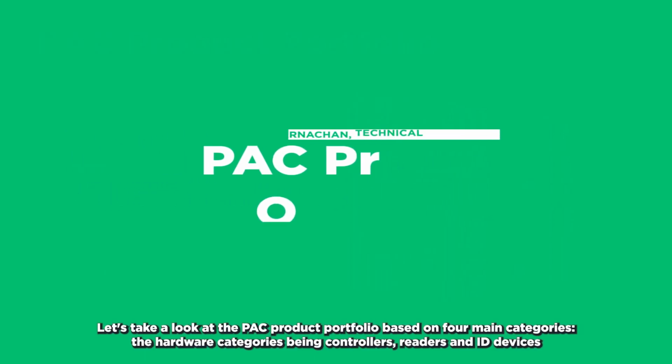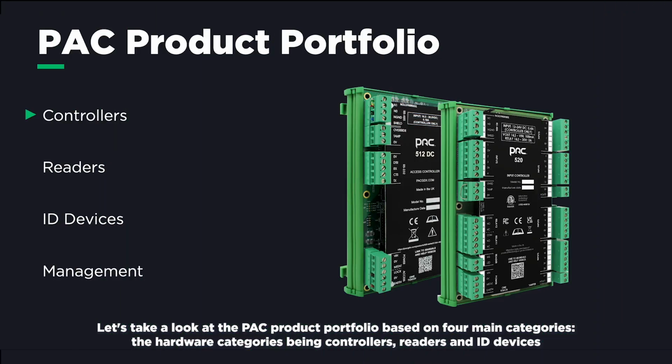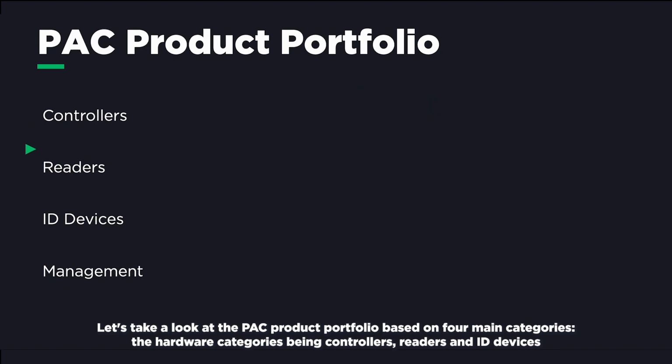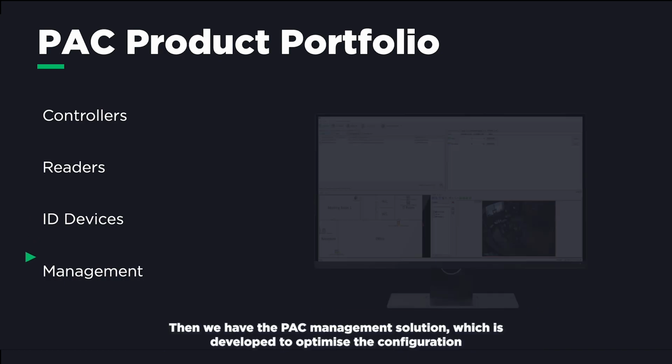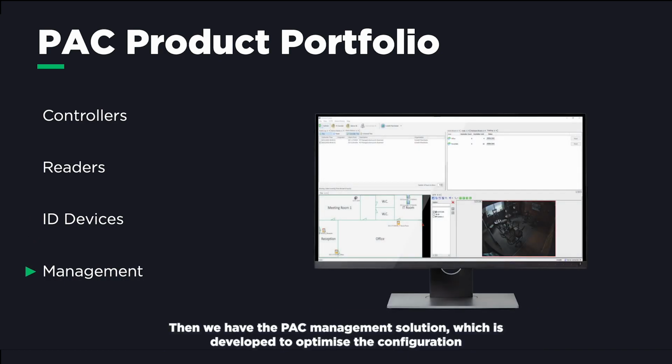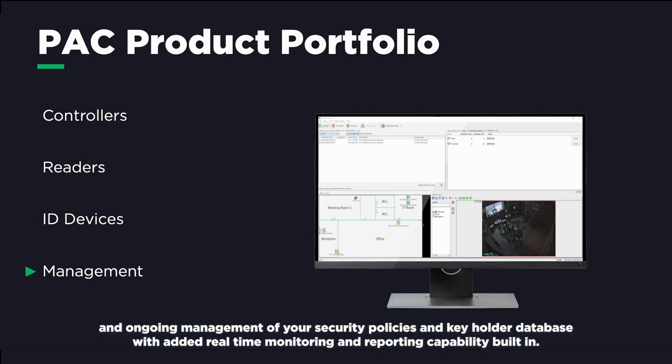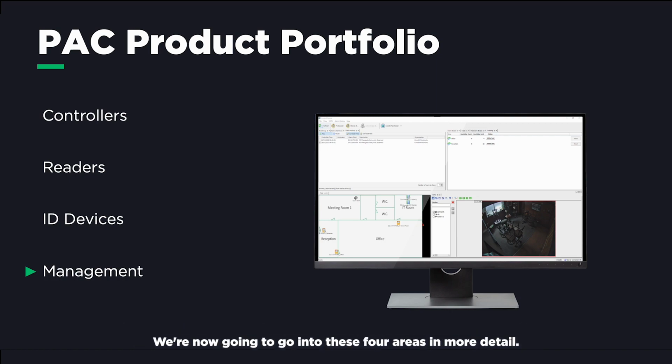Let's take a look at the PAC product portfolio based on four main categories. The hardware categories being controllers, readers and ID devices designed to meet user, specification and legislative requirements. Then we have the PAC management solution, which is developed to optimize the configuration and ongoing management of your security policies and key holder database, with added real-time monitoring and reporting capability built in. We're now going to go into these four areas in more detail.